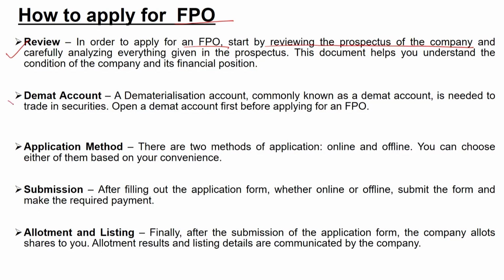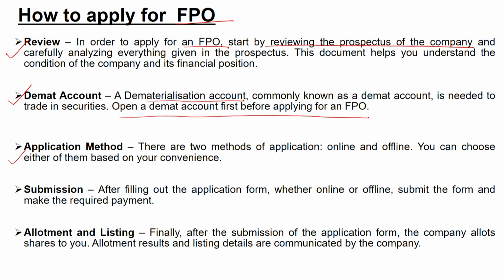The second step of applying for an FPO is to open a Demat account. By having a dematerialization account, you can trade in the securities. This is an initial requirement that we have discussed in the previous modules also for trading in the security market. So you need to open a bank account and a Demat account before applying for an FPO.